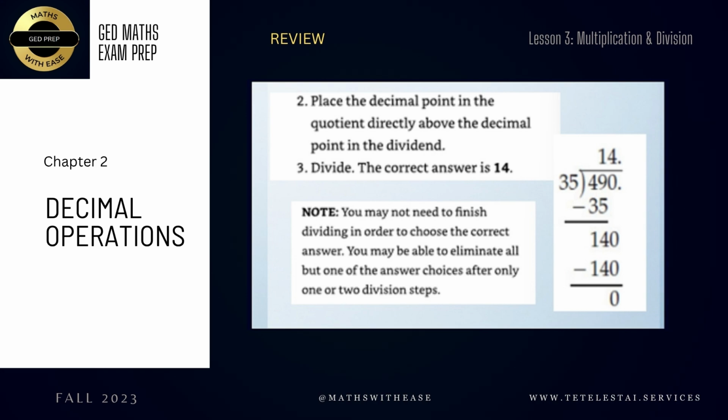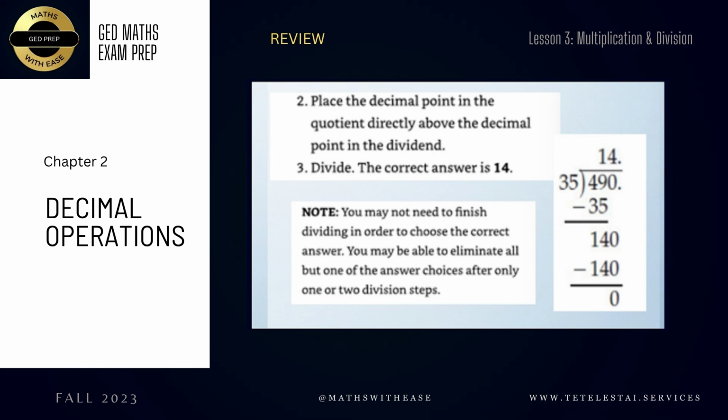You're going to ask yourself, how many times does 35 go into 4? The answer is 0. 35 doesn't go into 4, right? So we move over to the next place. How many times does 35 go into 49? The answer is 1, okay? And immediately we do what? We multiply. 35 times 1 is 35, okay? And then you're going to subtract to figure out how much left you still need to divide, right? So 49 minus 35 is 14.